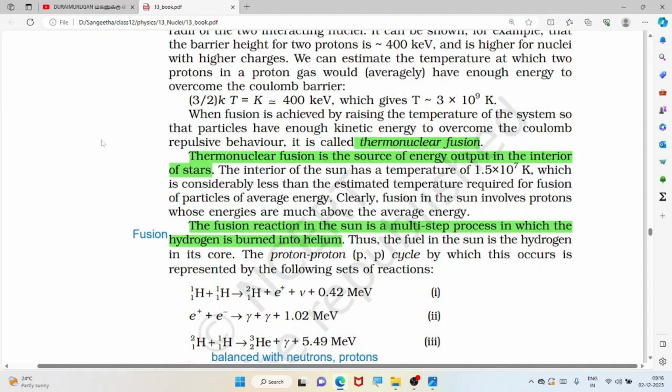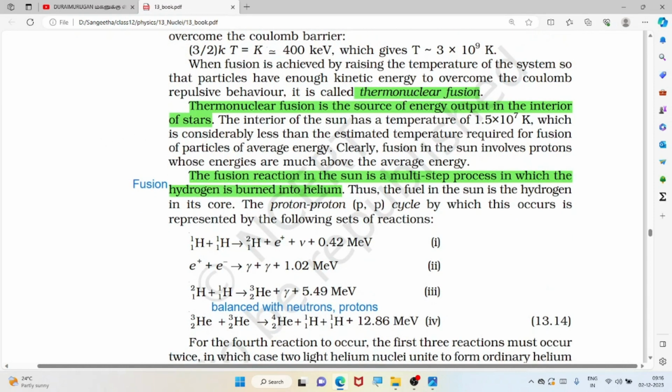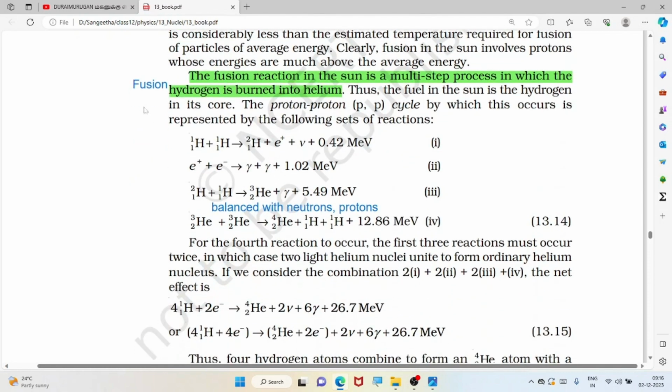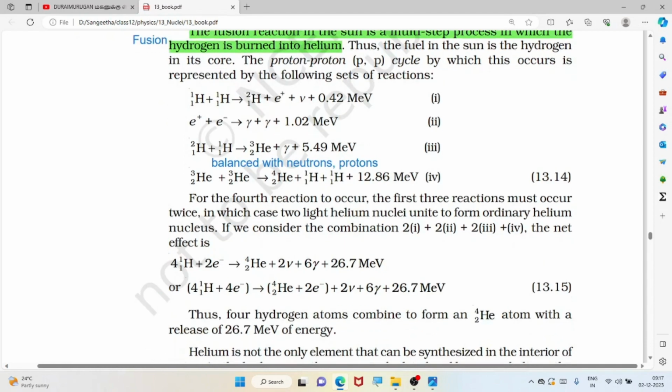Thermonuclear fusion is the source of energy in the interior of the stars. The fusion reaction in the sun is a multi-step process in which hydrogen is burned into helium. In the sun, hydrogen is burned into helium. Smaller nuclei combine to form a larger nucleus. Fusion: hydrogen burned into helium.